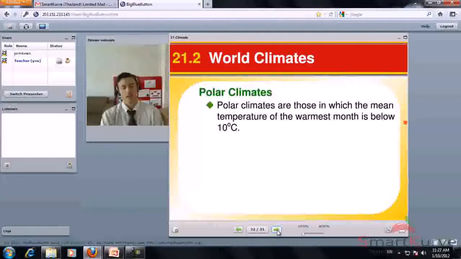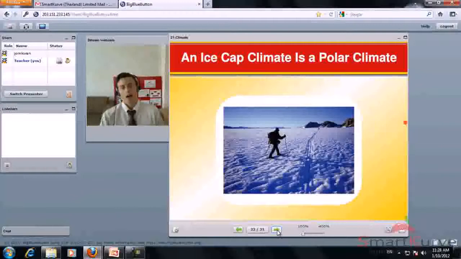Next, polar climates. Polar climates are those in which the mean temperature of the warmest month is below 10 degrees. So even in the warmest times of year, the temperatures are below 10 degrees Celsius. You can see a perfect example on slide 23, an ice cap. That's a polar climate. It never gets above 10 degrees in an area like this.